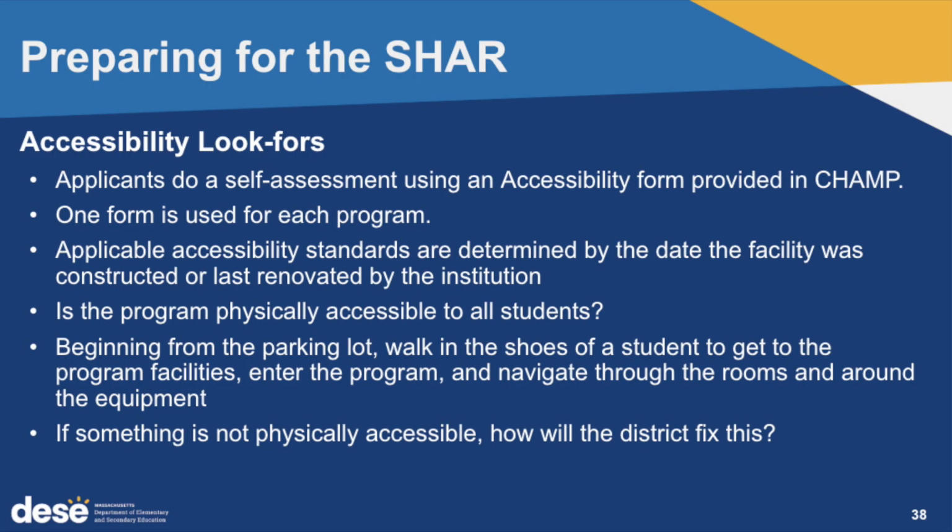Along with the safety and health review, it is important to ensure that programs are physically accessible to all current and potential students. Districts prepare by completing the CCTE provided accessibility form. This form will be available for you to complete in CHAMP and should be completed at least a week in advance of the on-site visit.